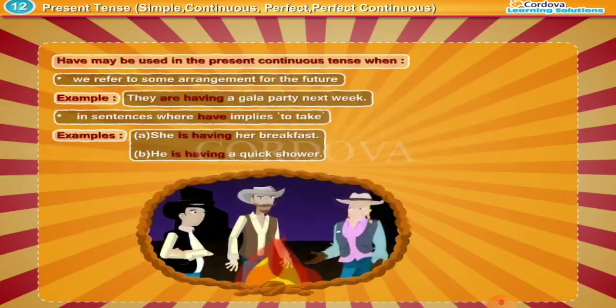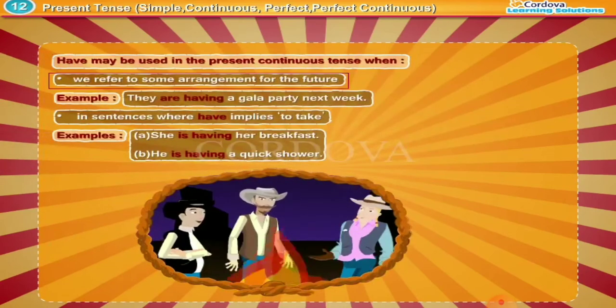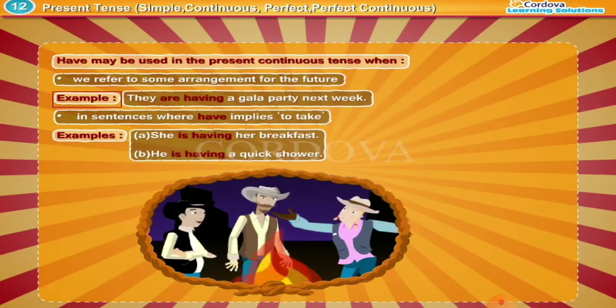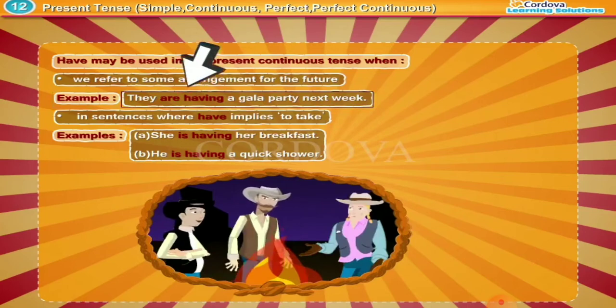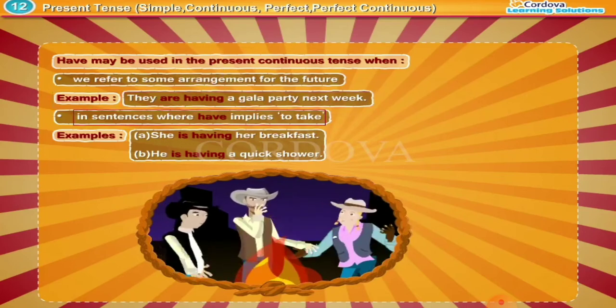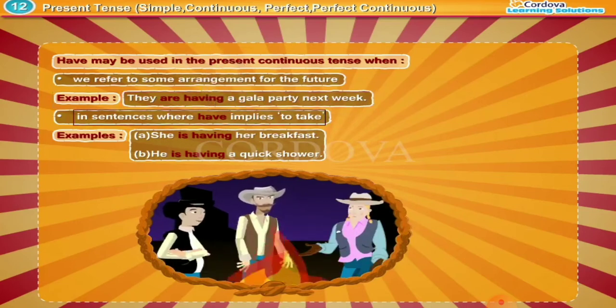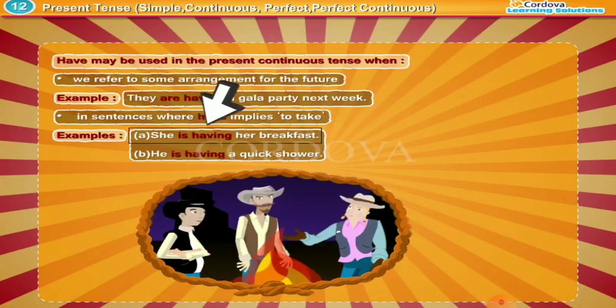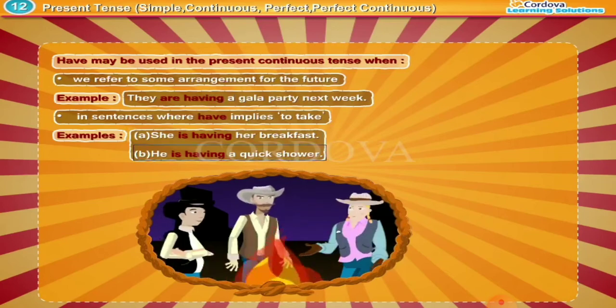Have may be used in the present continuous tense when we refer to some arrangement for the future. Example: They are having a gala party next week. In sentences where have implies to take. Examples: She is having her breakfast. He is having a quick shower.